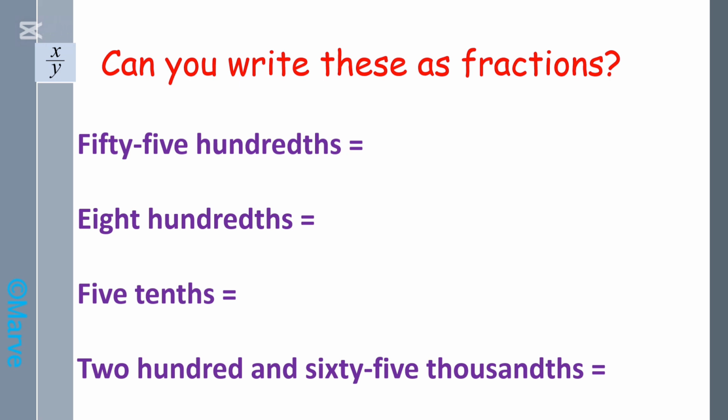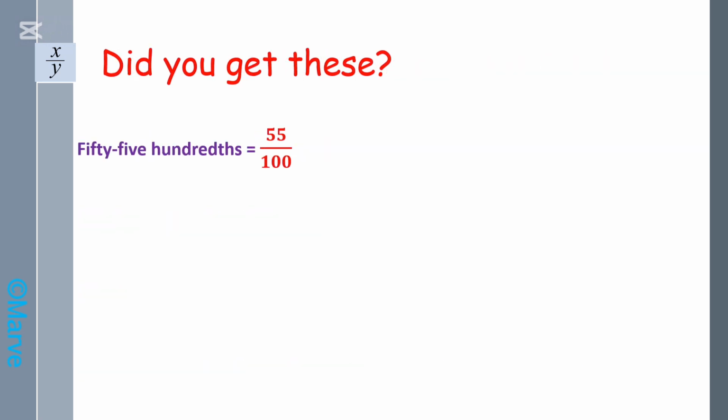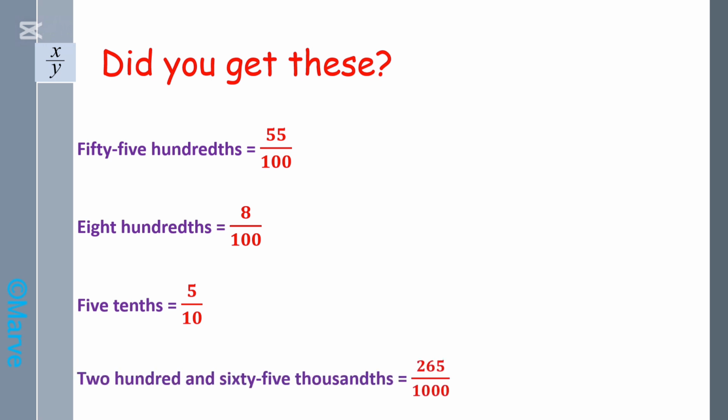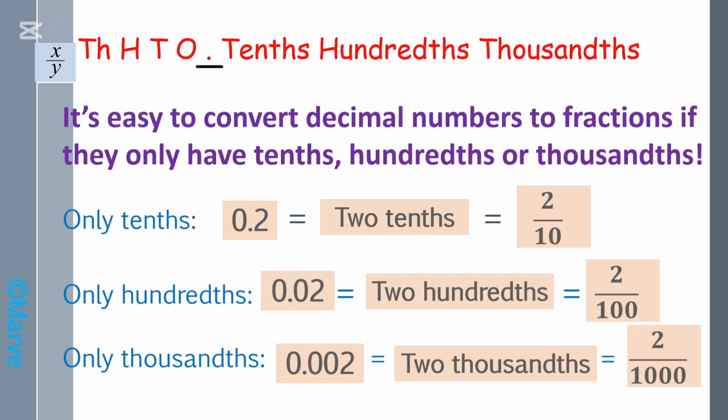Okay, welcome back. Let's check. Did you get these? 0.55, yeah, that's 55 over 100. 0.08, 8 over 100. Yeah. 0.5, 5 over 10. 0.265, that's 265 over 1,000. So 265 over 1,000. Now, you remember your thousands, hundreds, tens, and ones.